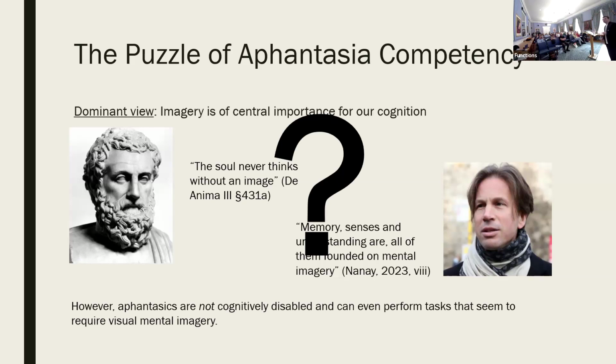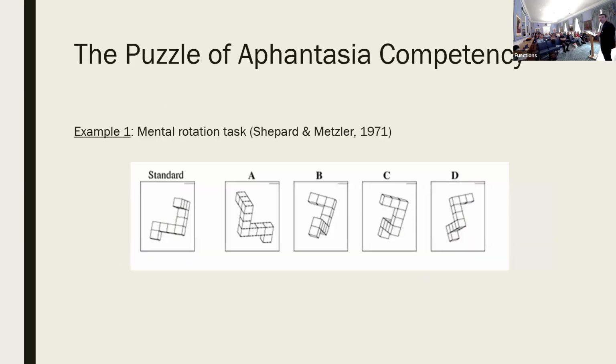All right, so now I want to look at two examples. Later I will look at the third one with you, but first two examples of tasks that aphantasics were not expected to be able to solve. So the first example are so-called mental rotation tasks, which go back to Shepard and Metzler in the 1970s. And this is the task: you're presented with a number of three-dimensional figures, and then you ask whether, for example, figure A is the same figure as the standard figure, only rotated by a specific degree of rotation.